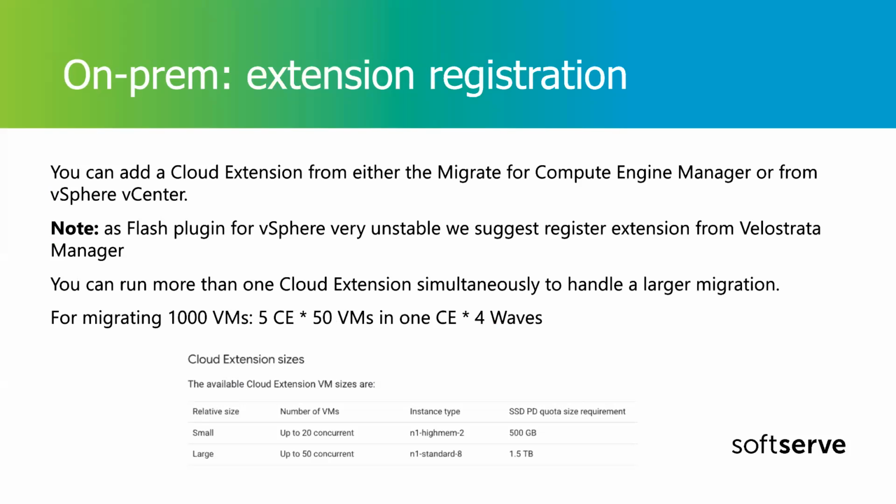A cloud extension supports up to 15 concurrent migration streams. The example of the calculation of cloud extensions you can see on this slide.